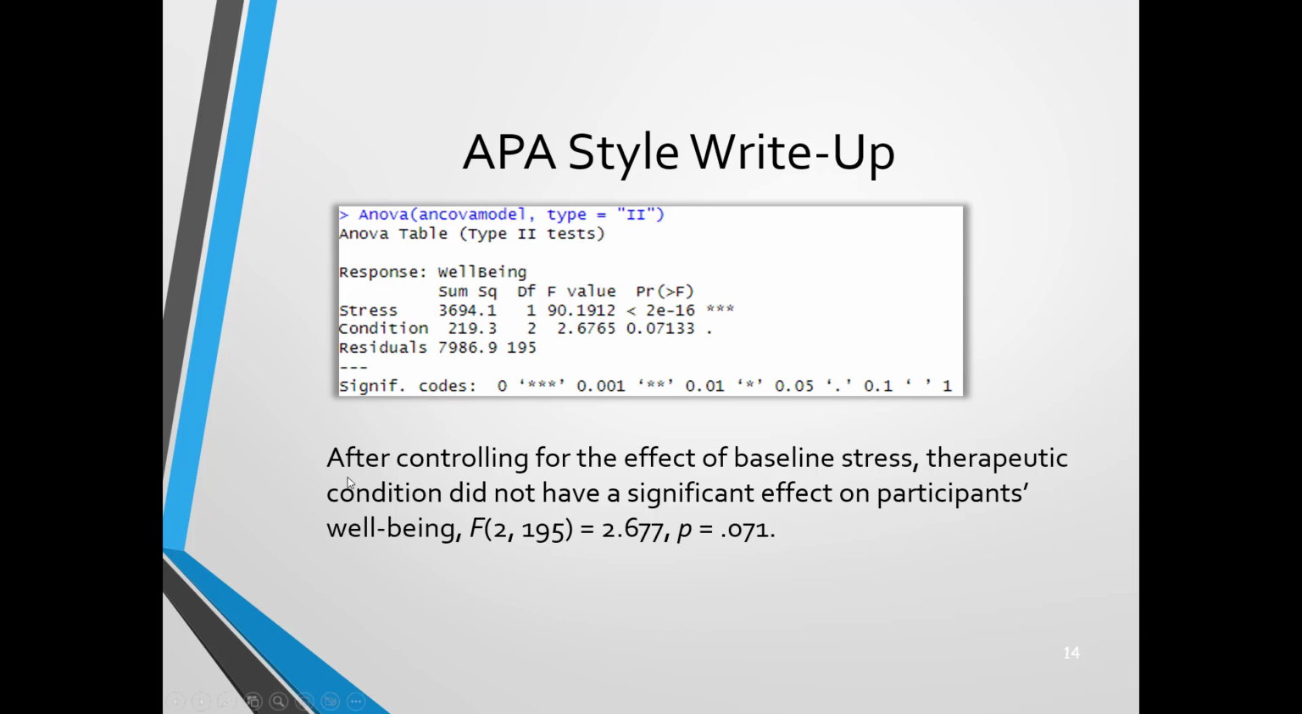Translating that to APA style, right up here is a sample for you. Once again, we use the same format as what we used for one-way ANOVA. And so the numbers came in where the degrees of freedom tables over here, the numerator degrees of freedom of 2 came from your IV, and then 195, which is the denominator degrees of freedom, came from the residuals line. And the F statistic and the p-value associated with that can be found on the line where your independent variable is, which is condition in our instance. And so after controlling for the effect of baseline stress, condition did not have a significant effect on well-being. And then here's the write-up.